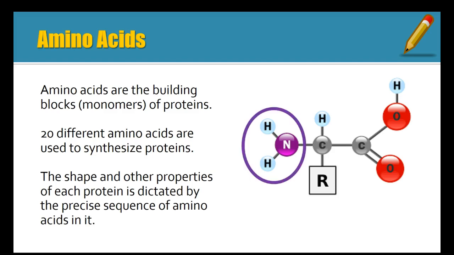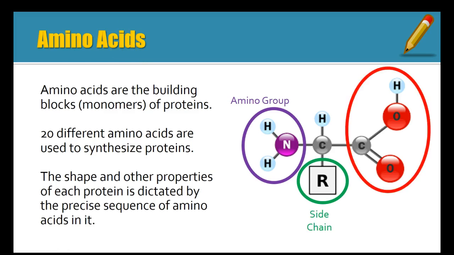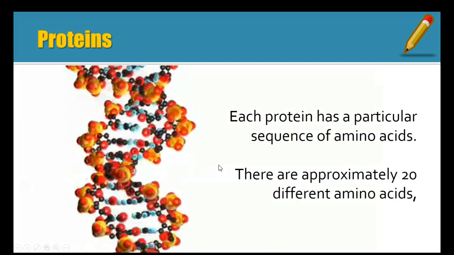So if we have a look at an amino acid, we have 3 components: the amino group, which is this end group, the side chain, and the carboxyl group. The side chain here is the one that will change to then synthesize your 20 different amino acids, and depending on the side chain on the end, you'll have different amino acids.